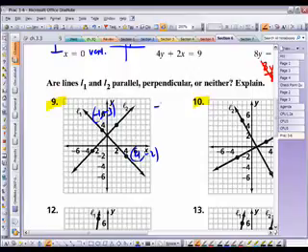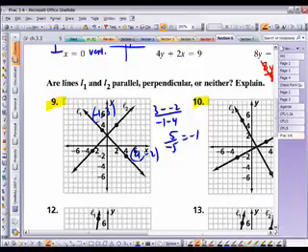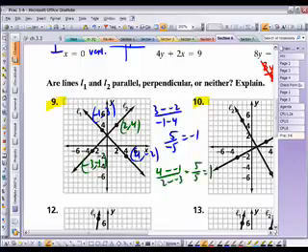So that's +3, -1, +3. So we have 3 minus -2 over -1 minus 4, which is going to be 5 over -5, or -1. For L2, we have the point 2, 4, and the point -3, -1. So that's 4 minus -1 over 2 minus -3, which is 5 over 5, which is equal to 1. -1 and 1 are negative reciprocals, so that would be perpendicular.